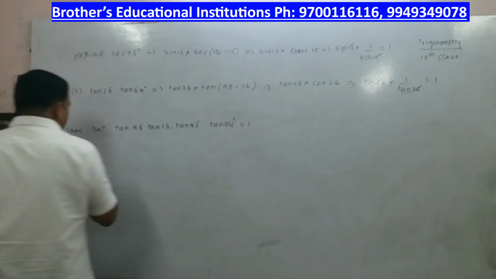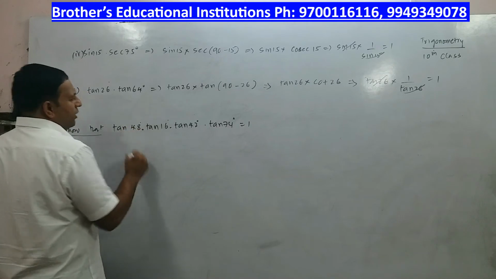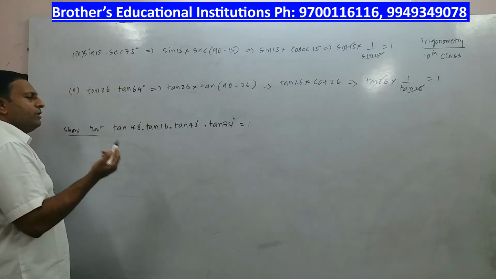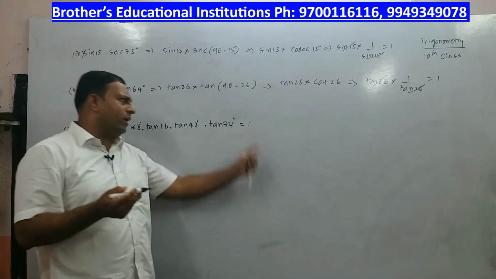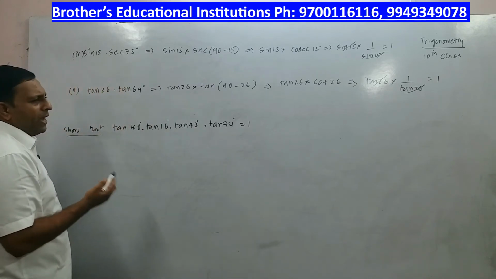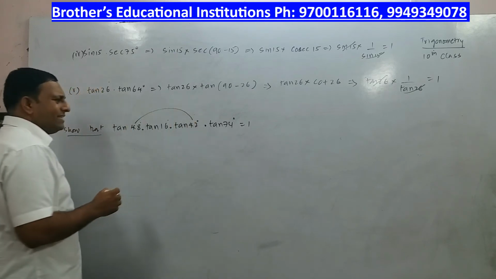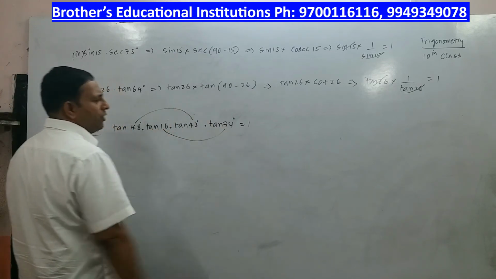Now in a similar fashion, show that tan 48 into tan 16 into tan 42 into tan 74 is equal to 1. In such questions, you need to do the pairing part. You see, 48 plus 42 is 90, and 16 plus 74 is again 90.